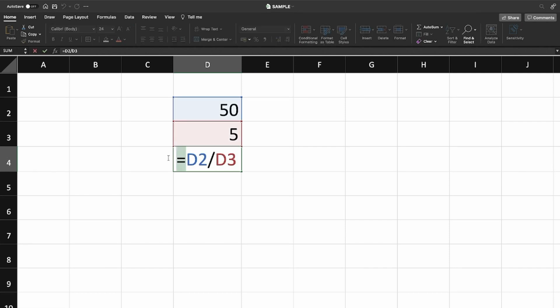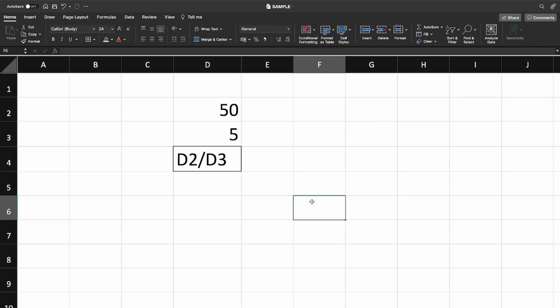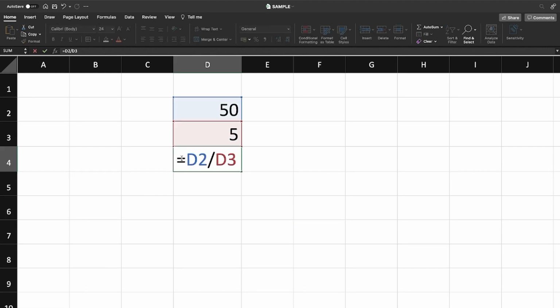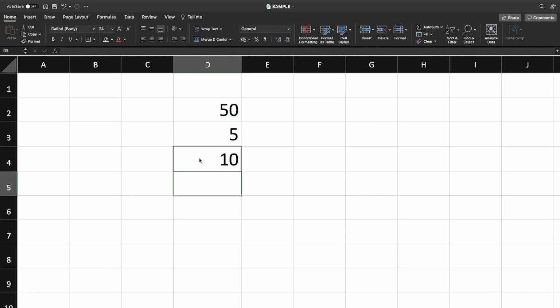Remember, I've mentioned that the formula always starts with the equal sign. Why? Notice what will happen without the equal sign. See? It wasn't computed because Excel was not able to identify it as a formula. So again, always put the equal sign before adding the contents to be computed.